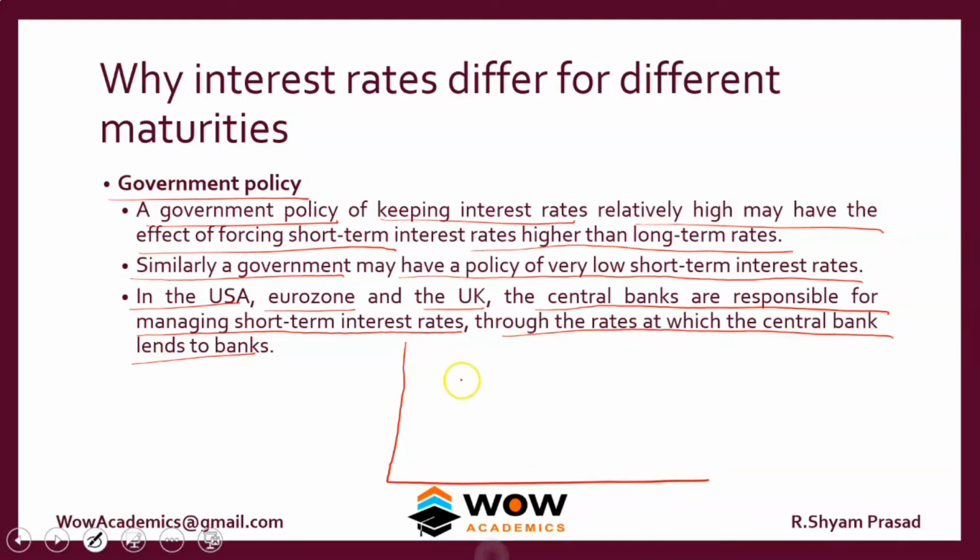For example, if the short term interest rate is here, and the long term interest is somewhere here, so the curve is a negative sloping curve. What the government can do is, the government will try to buy a lot of bonds from this market, the 1 year short term market.